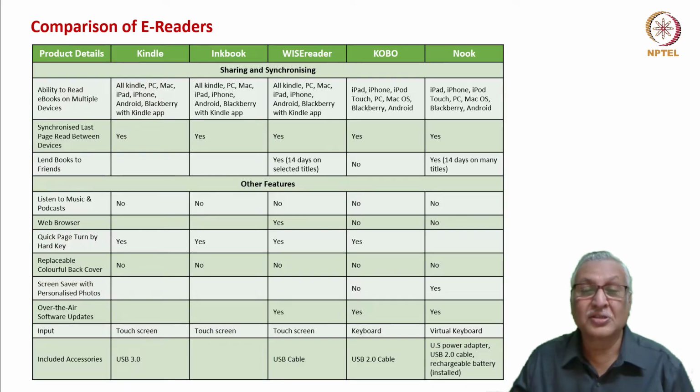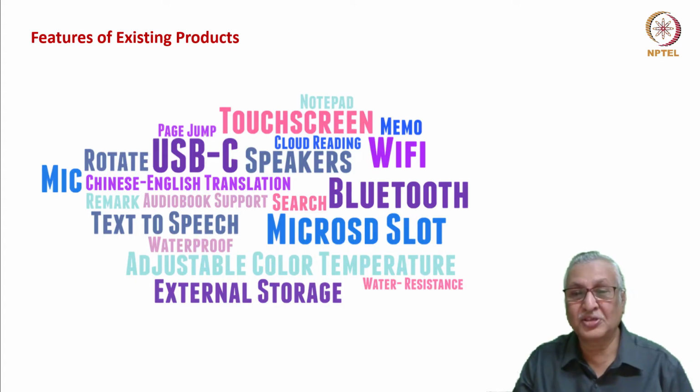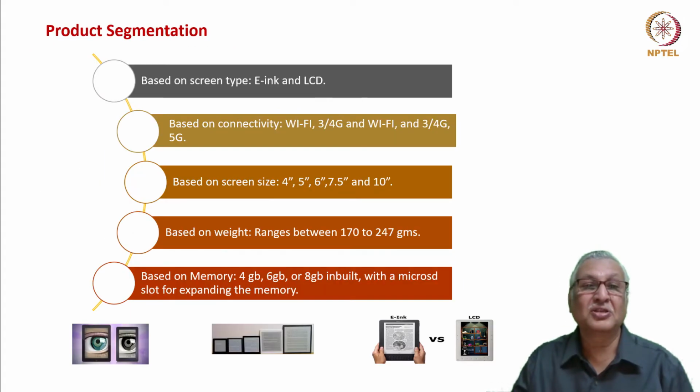So looking at this, the team said that they would design and develop an e-reader which also is a language teacher. This is the word cloud of the features of the existing products, very visually appealing, and some of these features are the ones which are common across all the e-readers. For example, touch screen, USB-C, Wi-Fi, translations, Bluetooth, text-to-speech, micro SD card, water resistance, adjustable color template, external storage, MIC. These are all common across the existing products.